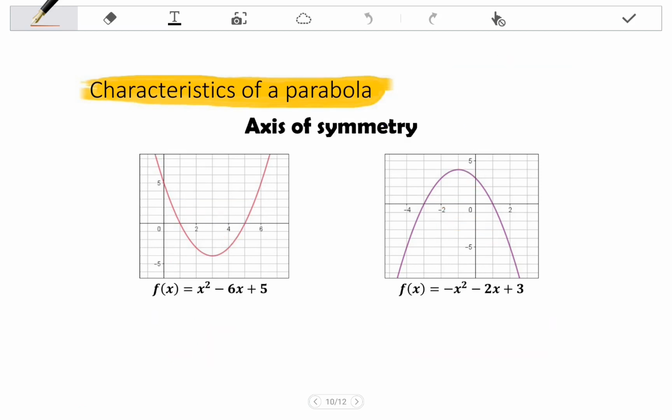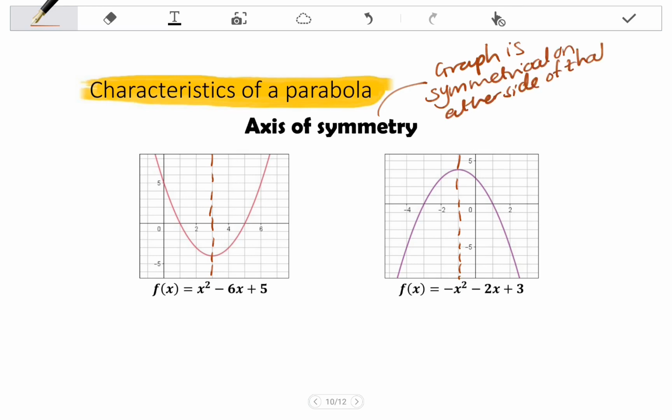Then every parabola also has an axis of symmetry, which is a line that runs vertically through the turning point of the parabola. If we are asked to sketch it, so we only sketch it if we are asked to, we draw it with a dashed line. Now it's an axis, so it's a line, of symmetry, which means that the graph is symmetrical on either side of that line. So the graph is symmetrical, or a mirror image, on either side of that line.